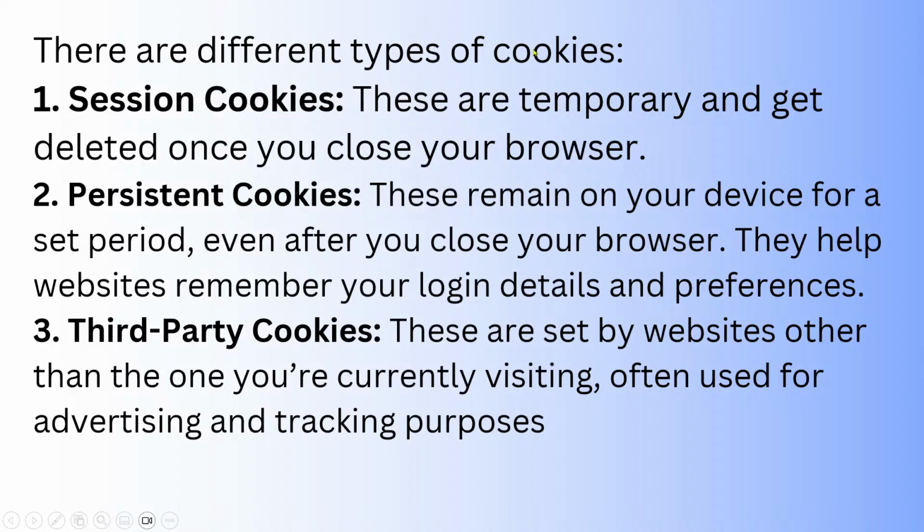Again, there are different types of cookies. First is a session cookie, second persistent cookie, and third party cookie. Session cookie means what? They are temporary kind of cookies. When you create the session, at that time those cookies will get created, and once you stop the session, at that time these cookies will get deleted. Once you close the browser, cookies will get deleted.